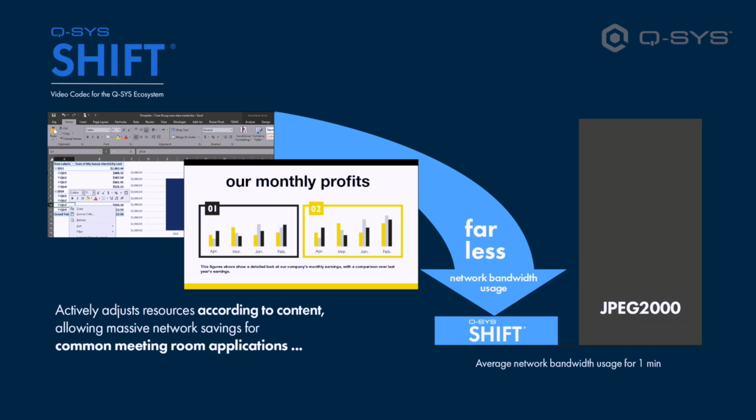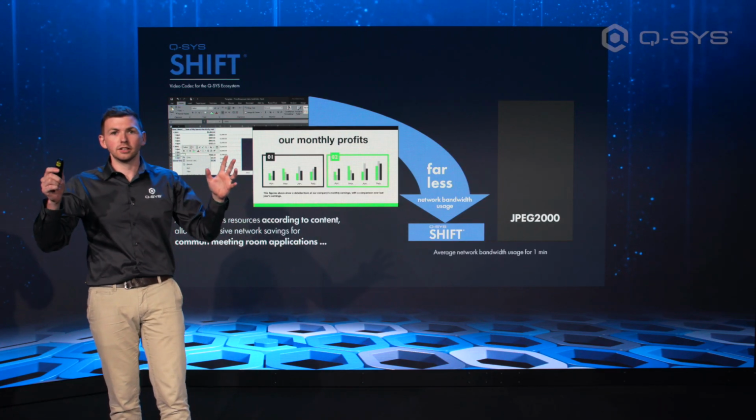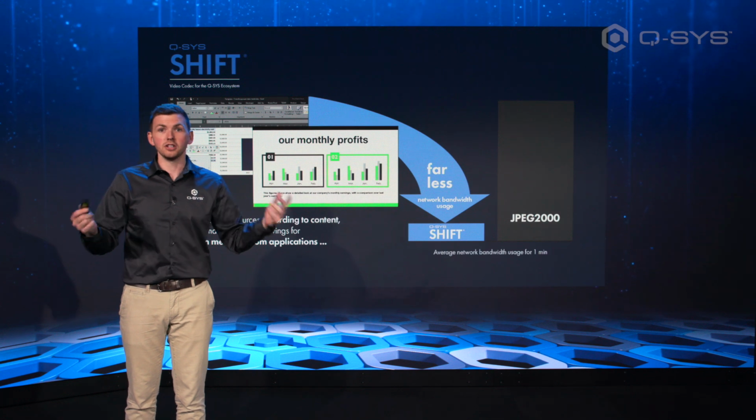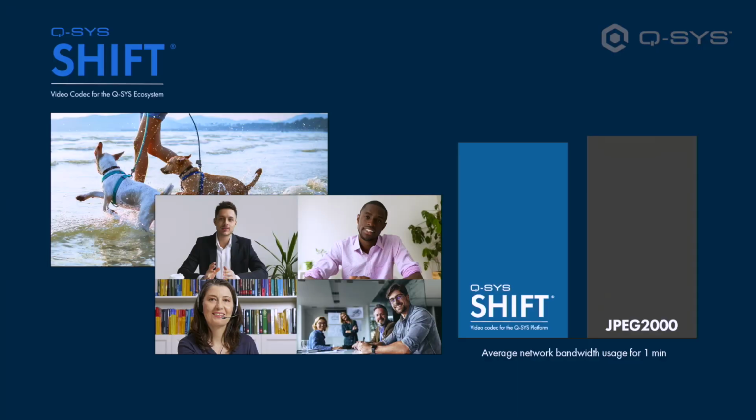So for mostly static content like this, it's going to be using far less bandwidth than some other codecs that you might find. However, if you do decide that you want to play a 60 frames per second 4K nature documentary or something like that, then it can go up to around 750 megabit per second. And it's always dynamic. It's always moving between low bandwidth and fairly high bandwidth, depending on the content, okay?